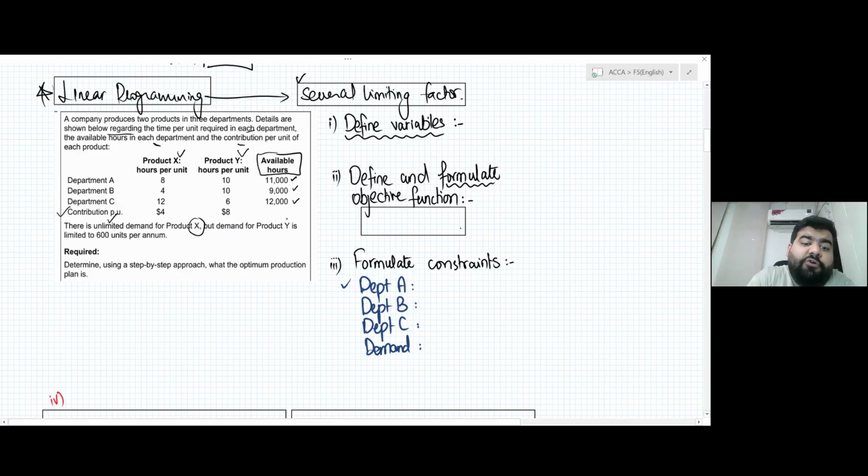But demand for product Y is limited to 600 units per annum. So it means that demand for product Y is also a limiting factor here. So in this question, you have Department A as a limiting factor, because available hours are 11,000. Department B, 9,000 hours available. Department C also has a limit. In this scenario A, B and C, and one more limiting factor arises here, that is product Y demand, 600 units per annum. So let's start the question.